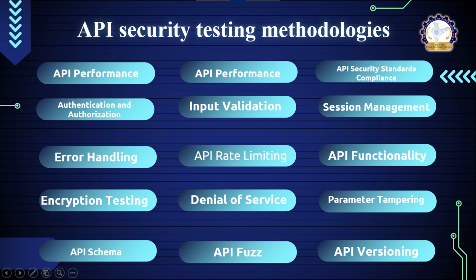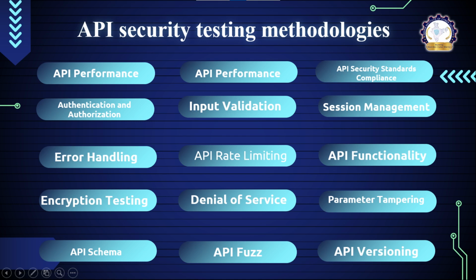And the next one we have is API access control testing. This methodology involves testing whether the API provides secure access control mechanisms such as API keys, OAuth tokens, and role-based access control. It aims to ensure that access to the API is granted based on the principle of least privilege.